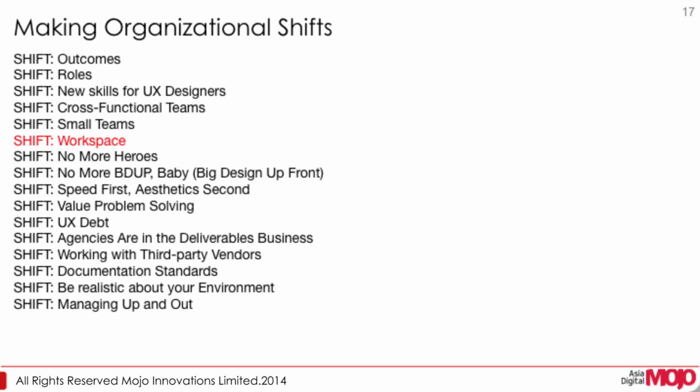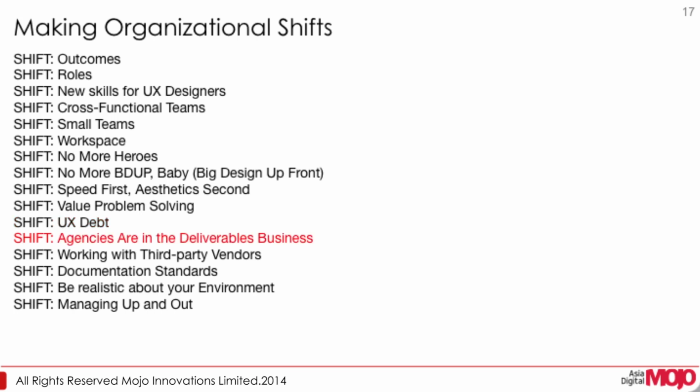In your team, there are no more heroes, and there is no more BDUF. So there's no big design up front. Everything needs to be criticized and tested. And the next one is to always consider speed first instead of aesthetics. And you need to realize the value of problem solving, and you need to have the UX debate reflect every step of your design process.